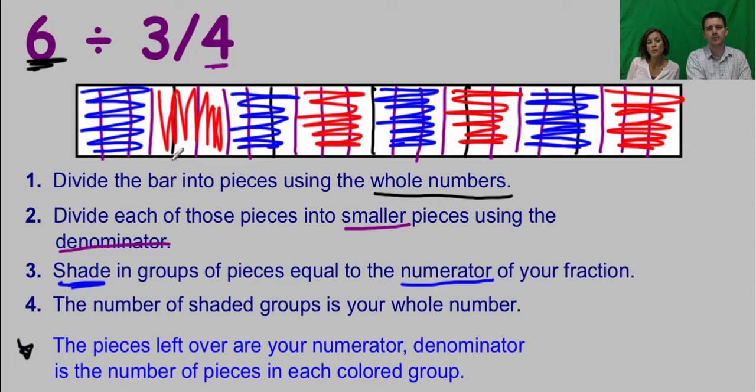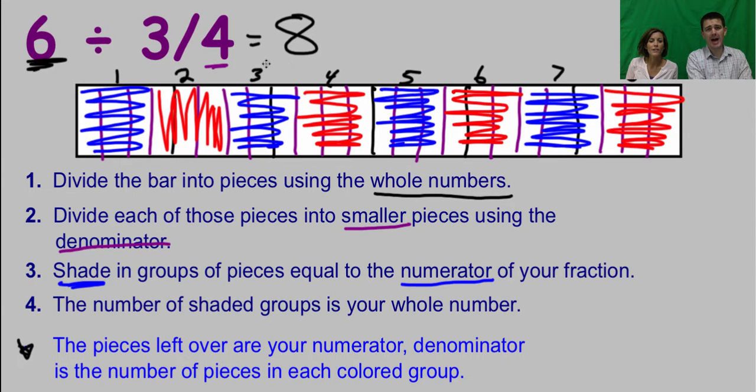And then just like he did with the whole number, he's going to go back and count the groups of different colors to get his final answer. So we started with 6. We divided into groups of 4. We had 24 sections, which we shaded every 3. So 6 divided by 3/4 is going to give us 8. The pieces that are left over are your numerator. Denominator is the number of pieces in each colored group. We'll get to that in our next example or one of our later ones.